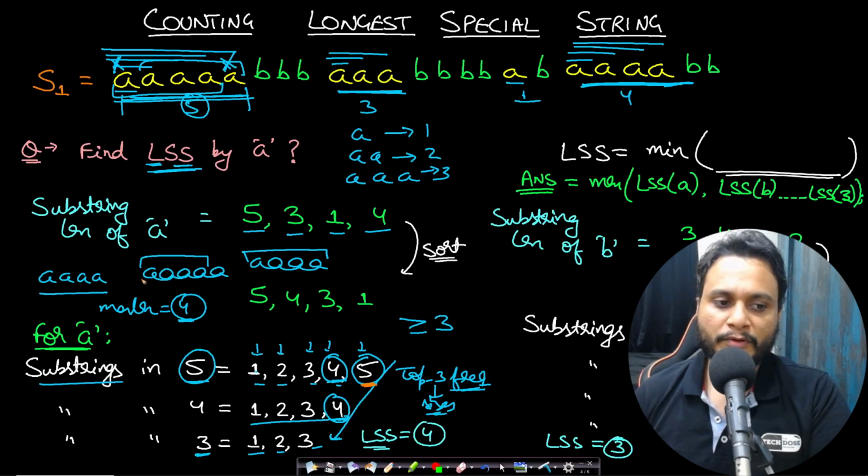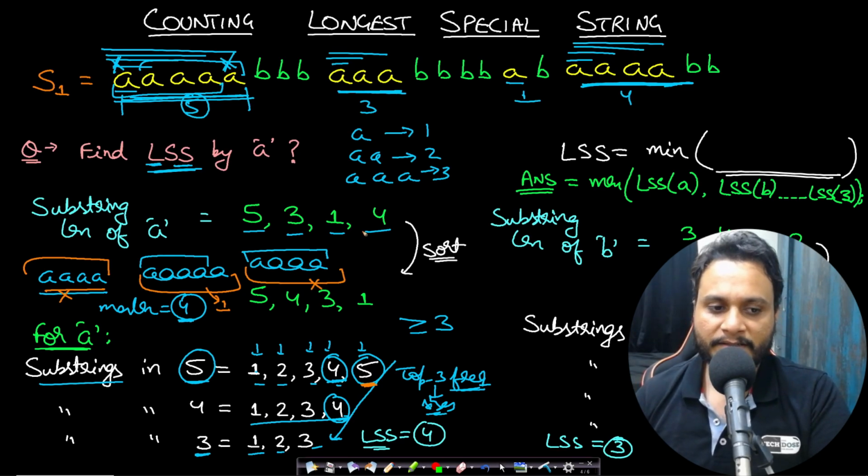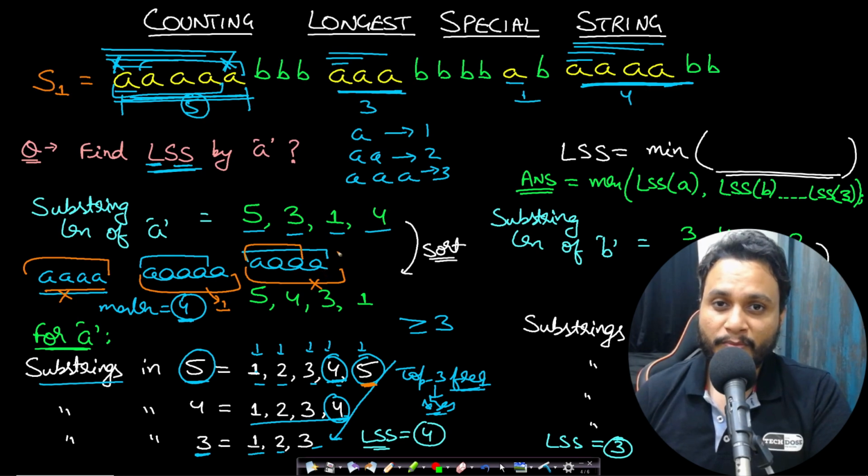5 cannot be picked because if you pick a 5 length, then here it is occurring one time. But where else are you getting it? Can you make a 5 length special string of A here? No, this is not possible because there are only 4 characters, right? Can you make a 5 length substring out of 4 characters? No, it will not be possible. So it is always possible to get a smaller length special string out of a larger special string, but it is not possible to get a larger special string out of a smaller special string, right? So that is the reason why out of these top 3 options we will be picking the minimum one. So out of 5, 4, 4, 4 is the minimum, right?